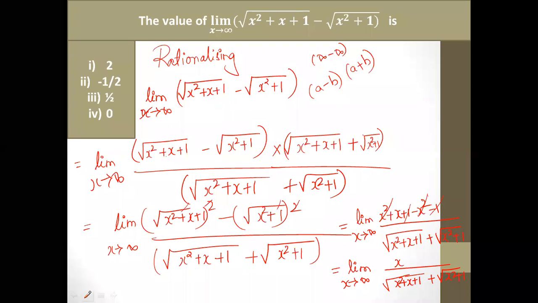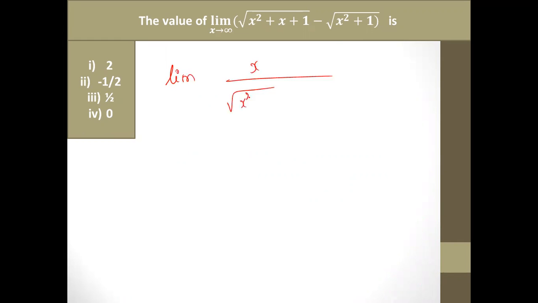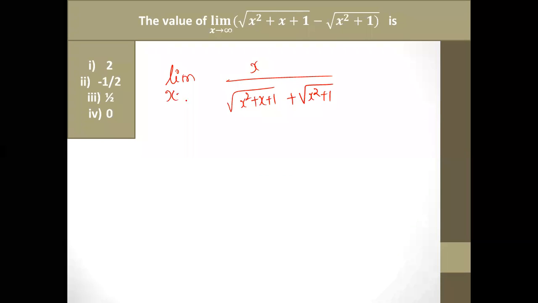I don't need to do this whole procedure every time, since it is the first problem I'm explaining it in detail. So this becomes limit of x divided by x square plus x plus 1 plus square root of x square plus 1, as x tends to infinity.